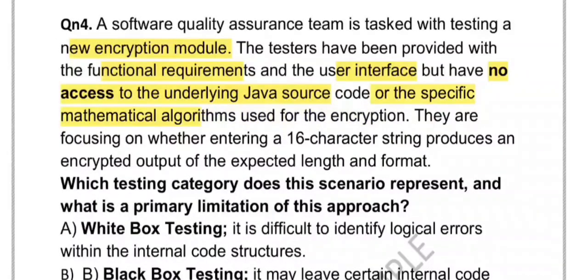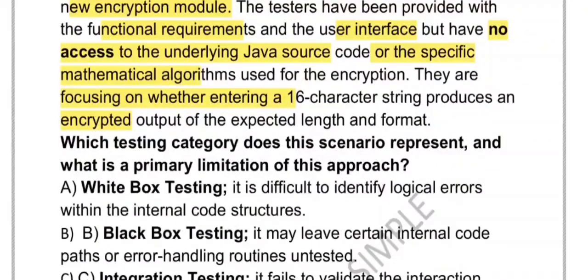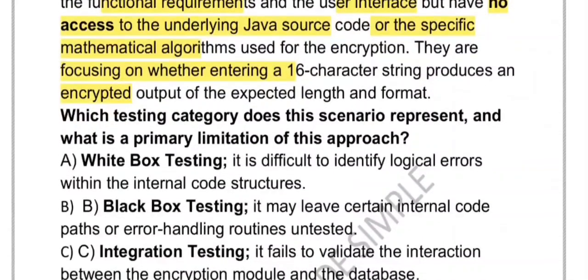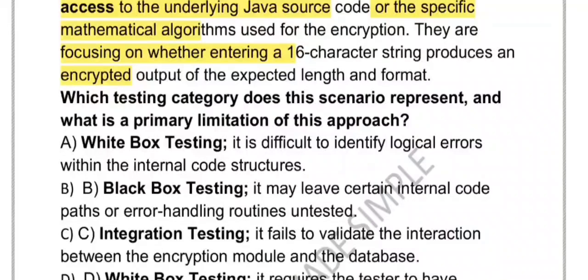But they are testing the input, which is a 16 character string, and they are also testing the output, which is an encrypted output. So they only check the length and the format, and they are only checking behavior. They are not checking the internal logic. The question asks, which testing category is this, and what is the major limitation? Black box, white box, integration, and I think we have discussed this question earlier. This is just a repetition.